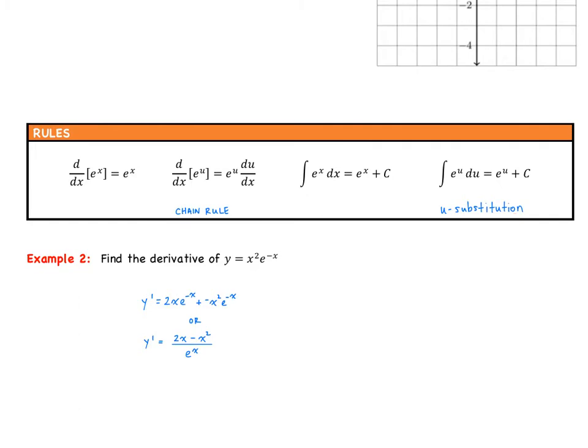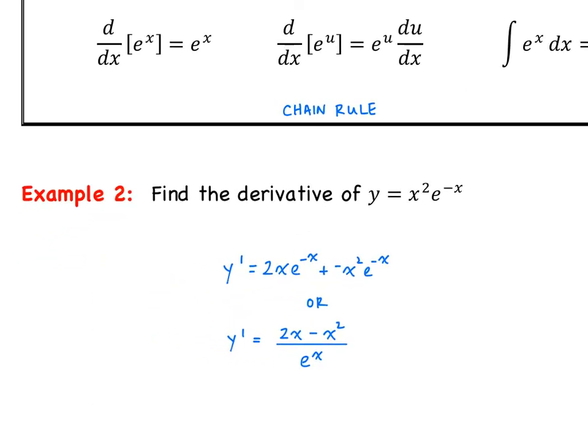Okay, so if we go through our first example here and we want to find the derivative of x squared times e to the negative x, well, this is just a product rule, so we've got to remember that. The derivative of x squared is 2x. We leave that e to the negative x, plus we keep x squared and take the derivative of e to the negative x. So that's e to the negative x, and then the chain rule is where we get that negative out front. Now if we cleaned it up, we would get our answer of y prime is equal to 2x minus x squared over e to the x.